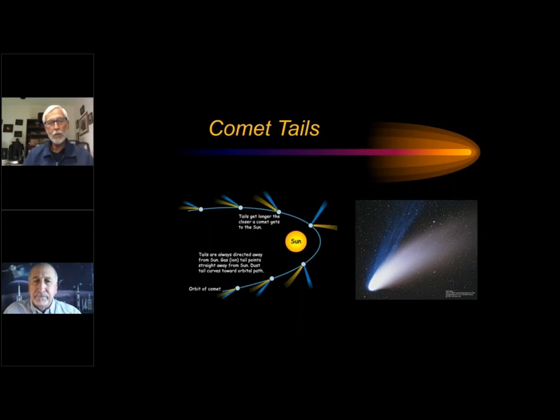The ion tail is always pointed away. The dust tail, to a certain extent, is, but it also a little bit more closely follows the orbit. So what's interesting is if you follow that path around the orbit, you can see out near the end, the tails, both the ion and the dust tails, are actually ahead of the comet, which I find very interesting.